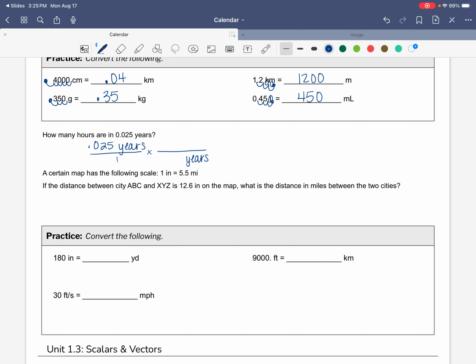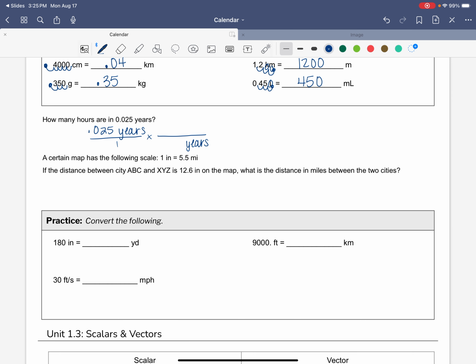And so we have to use a conversion factor that we know for time. I don't necessarily know how many hours are in a year. If you did, you could use that conversion right away. But I do know how many days are in a year. So in 1 year, there are 365 days. Okay, so the years cancel, so now I'm in days, but I want to get to hours. So in 1 day, because the day has to drop down to the denominator, there are 24 hours in 1 day. So the days cancel, now I'm left in hours.